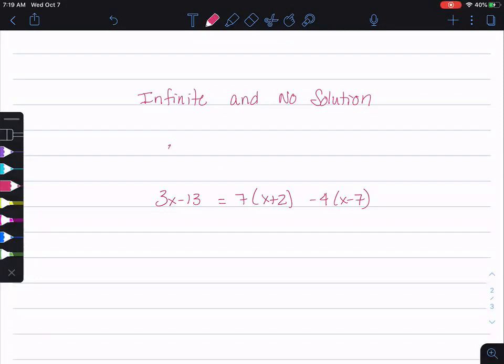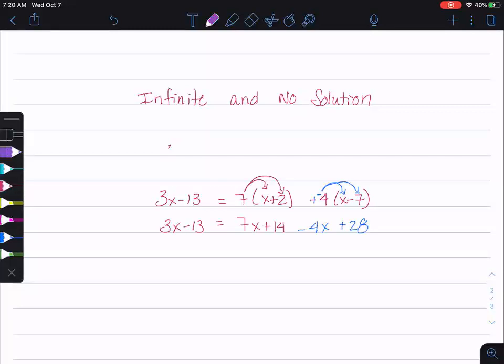In order to do this problem, this is again another multi-step equation with variables on both sides. So just like we did before, we're going to distribute this 7, or multiply the 7 in. So this would become 7x plus 14. I'm treating this minus 4 as a plus negative, so I'm multiplying through a negative 4 into both of those. So this would become minus 4x plus 28. And I still had the original 3x minus 13 on my left-hand side.